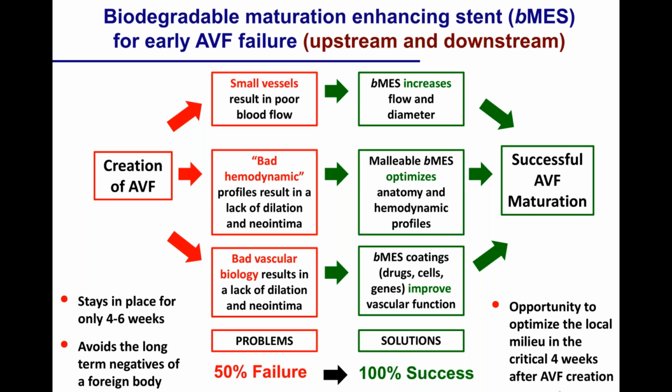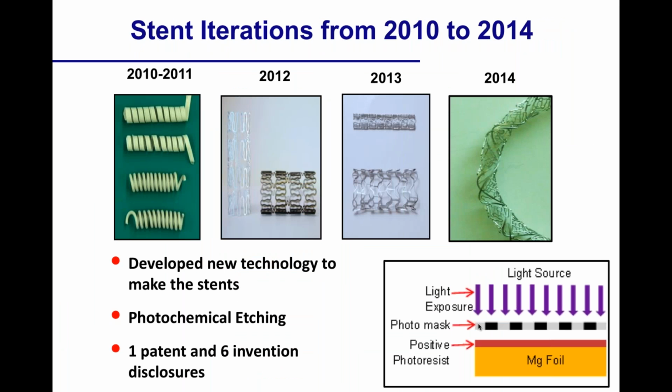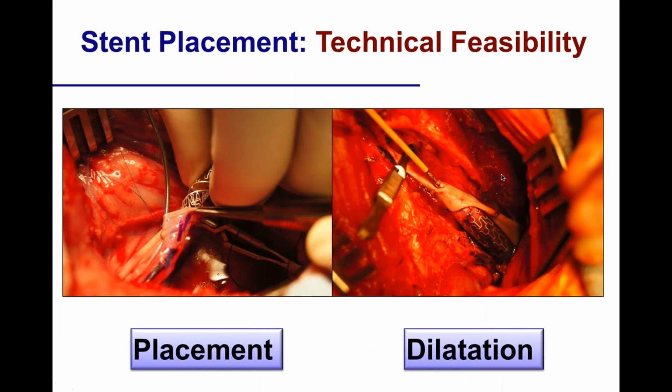At the same time, because the stent is biodegradable, it stays in place only for 4 to 6 weeks and so avoids the long-term negatives of stenosis and thrombosis that you always get when you place a foreign body in the vascular tree. Very quickly, we've developed a large number of stent iterations from the very basic on the left to much more sophisticated types of stents. The panel on the left describes a stent being placed into a fistula at the time of fistula creation in a pig, and the panel on the right shows you the stent being dilated out.